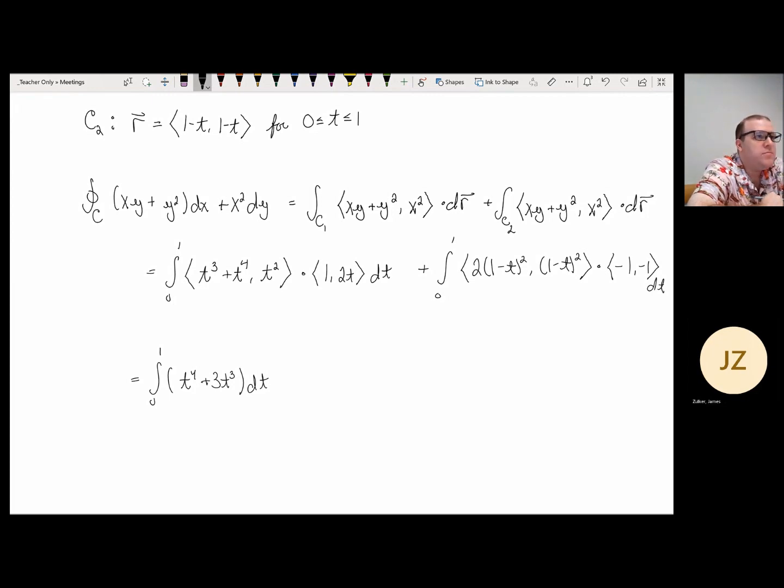First integral should become t to the fourth plus 3t cubed dt. Second integral, we're going to get a negative. And then it should just be 3 times the quantity 1 minus t squared dt.